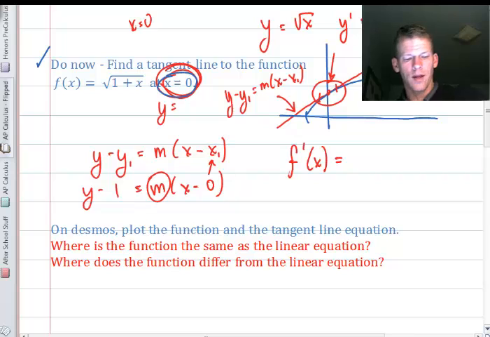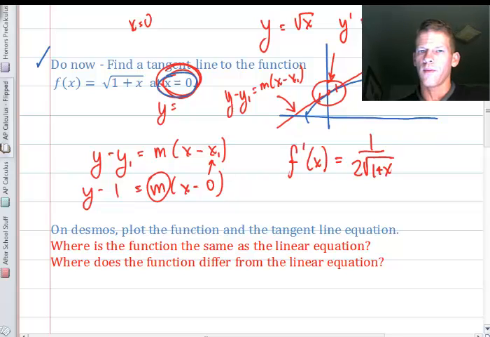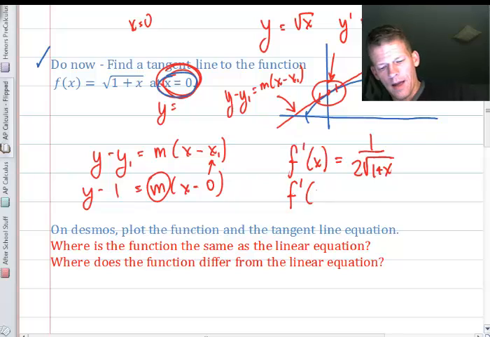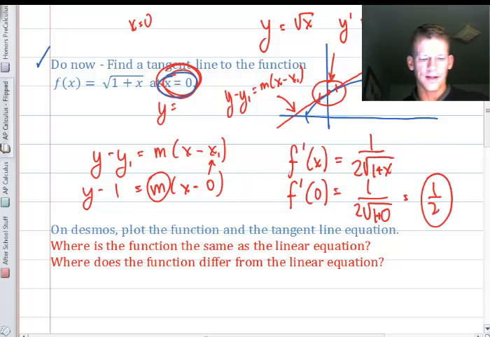And that's what f prime of x is. It's 1 over 2 root 1 plus x. This is kind of a review for a lot of you. This isn't the first time you've seen this. So f prime at x equals 0 will be 1 over 2 root 1 plus 0. As a result, you'll have 1/2 as your slope.